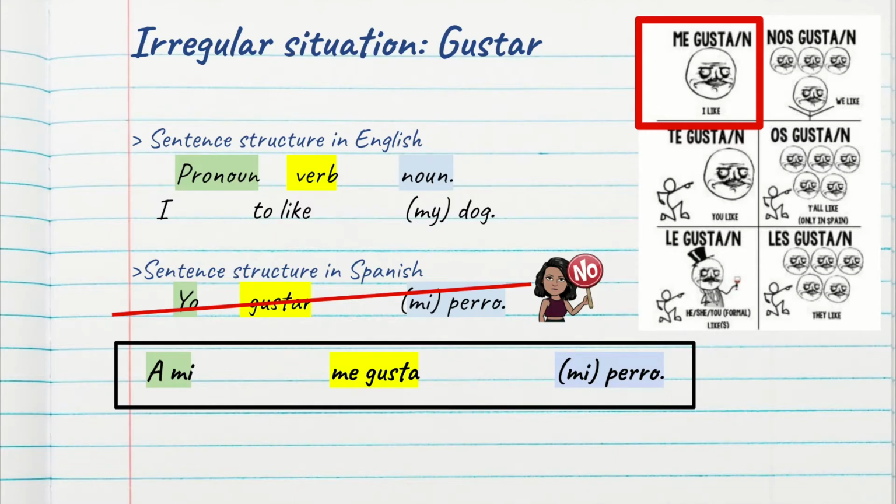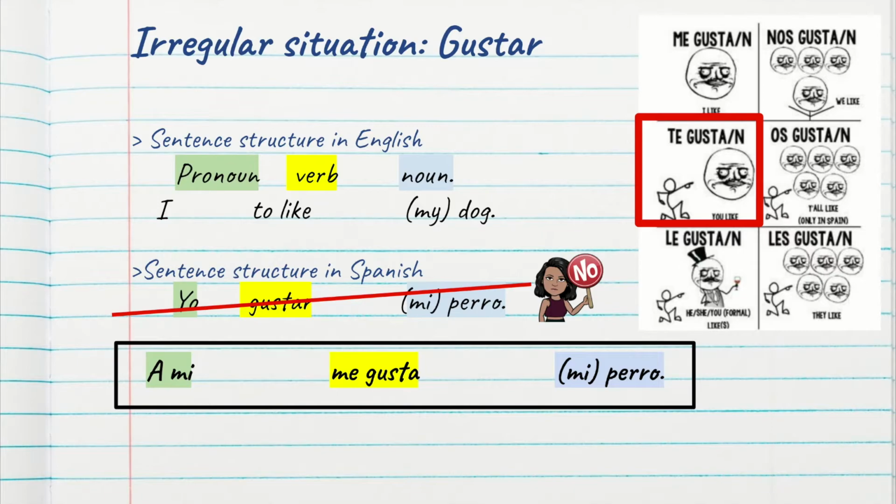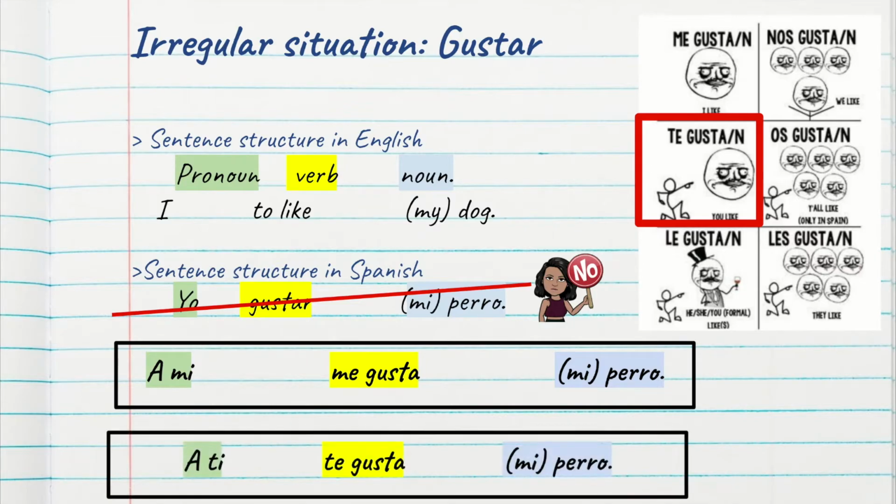If I was to say you like my dog, then I would change it to te gusta. Okay, so instead of me gusta, I would use te gusta because it's still the verb that I'm conjugating. So it becomes te gusta mi perro. But because it also affects the pronoun here, it would be a ti te gusta mi perro.